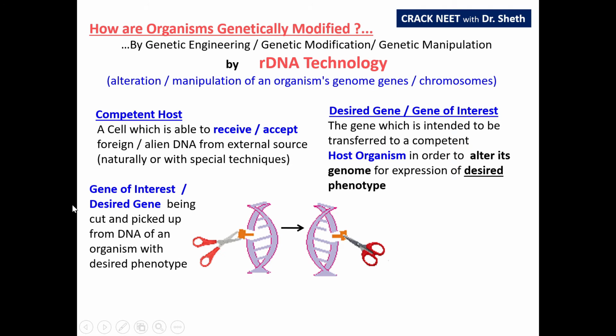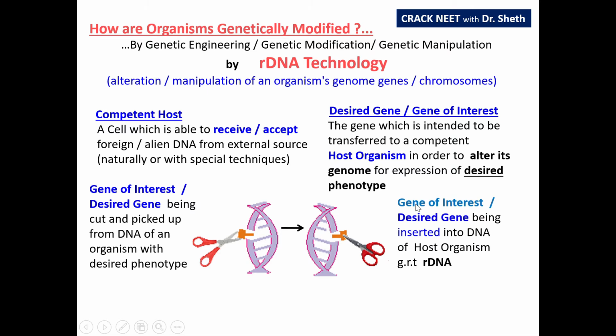The gene of interest or desired gene here is shown being cut and picked up from the DNA of an organism with the desired phenotype. Right? So one organism has the capacity to produce it. Now you are introducing this into your host or the competent host. The gene of interest or the desired gene is being inserted into the DNA of the host organism. So now the second or the host organism will also produce a protein which the original organism was producing.